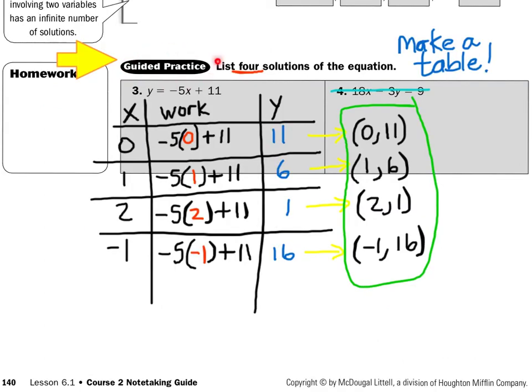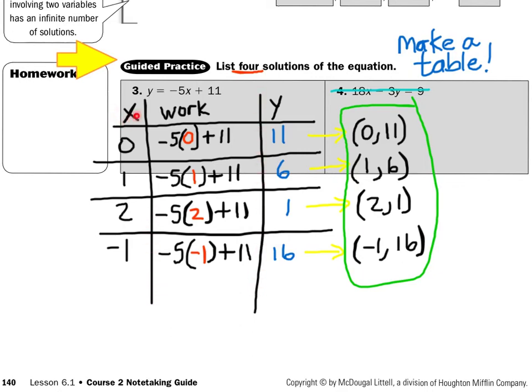Okay, so look at the guided practice with me. The directions are going to say list 4 solutions of the equation. So we have to make up 4 points that are going to work, okay? So that means we're going to make a table. And the way I want you to set this up with your pencil, I want you to put an X and then put the word work. You're going to show your work and then put Y. And I want you to bring these line segments straight down.